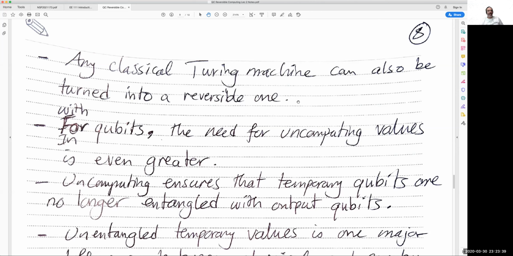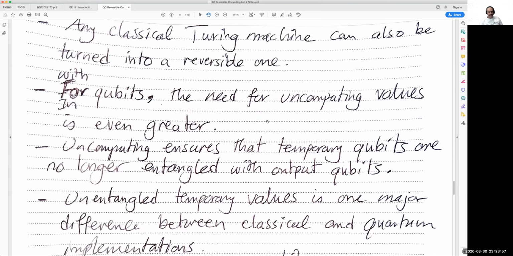But basically, again, it's another generalization. It's not just any Boolean thing, but any Turing machine. So this is a more generic computational model. So this is saying that we can convert any classical Turing machine into a reversible one.